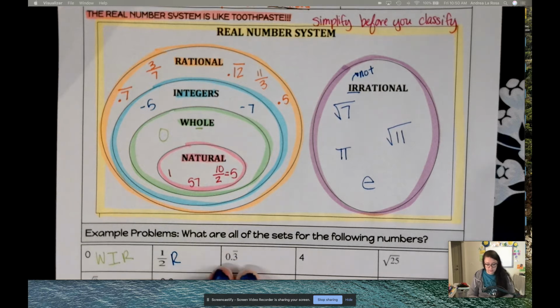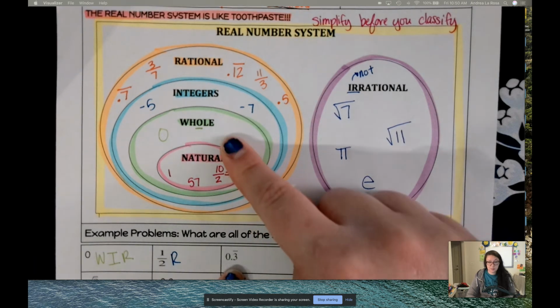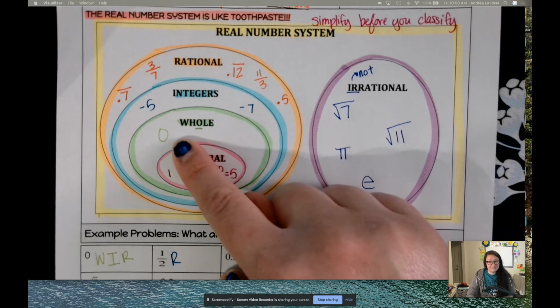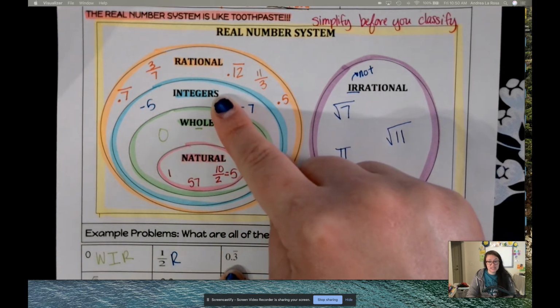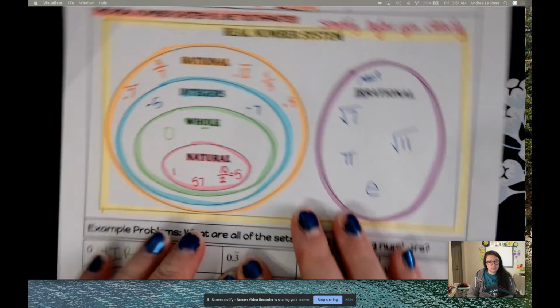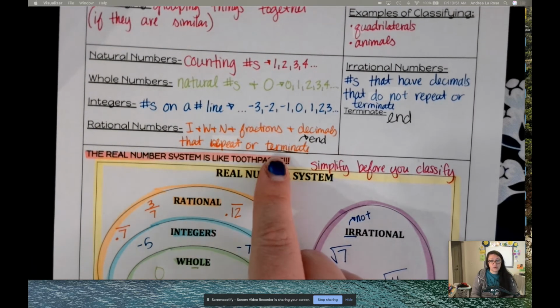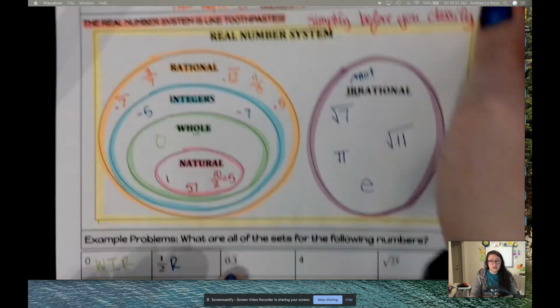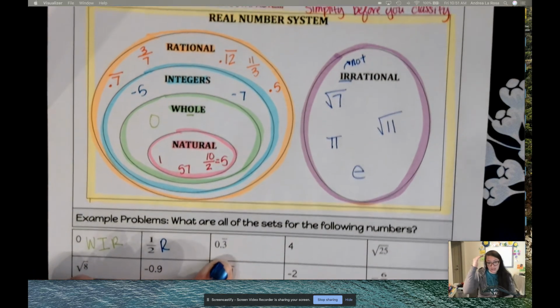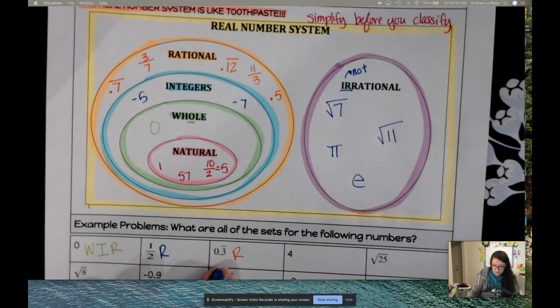0.3 repeating. Is it natural? I can't count to it. Is it whole? It's not 0. Is it an integer? It's not on my number line. Is it rational? It's a decimal. Remember, rational numbers are decimals that repeat or terminate, that end. Does this 0.3 with the line on top repeat? Yes, it does. So that is also rational.